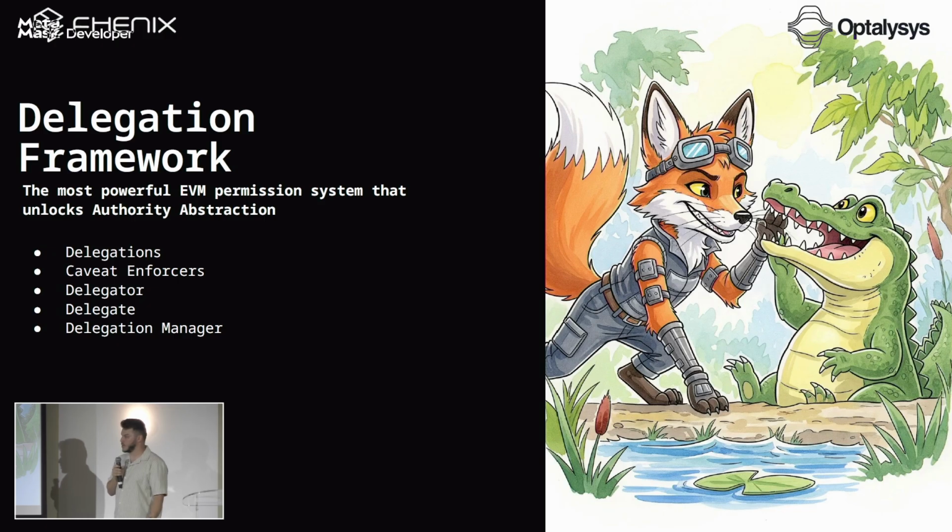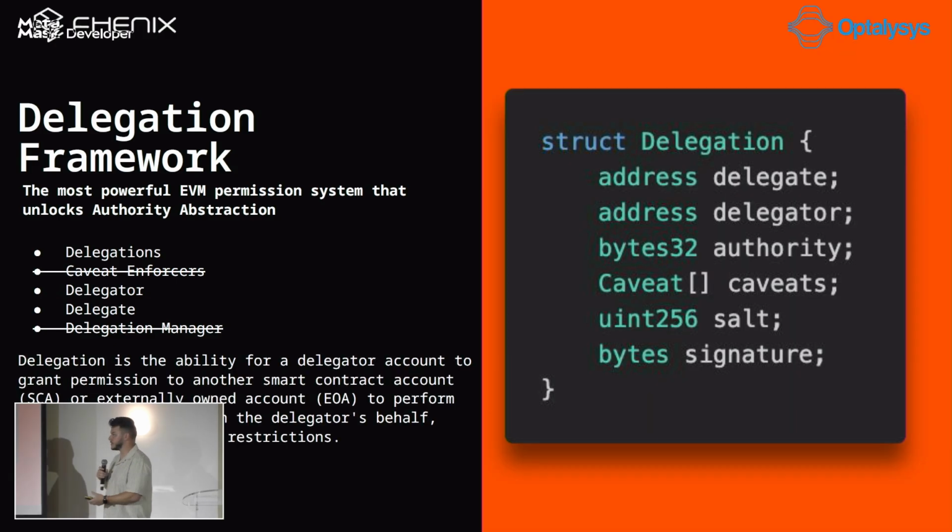It's the most powerful EVM permission system that unlocks authority abstraction through a set of Solidity contracts. Through delegations, it allows you to share fine-grained permissions with anything: another account, an agent, a key, whatever it might be. And it does this through this struct here. You have a delegator, who is the address sharing the permission. You then have the delegate, who you're giving that permission to.